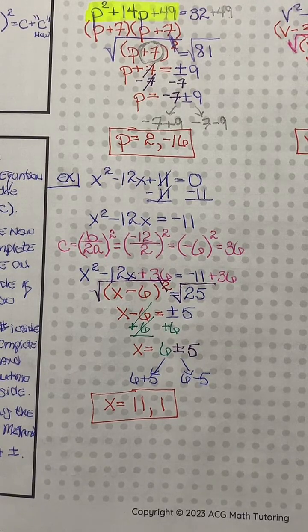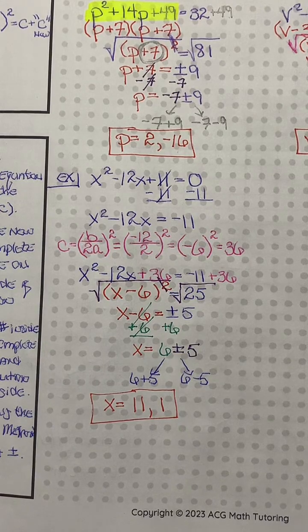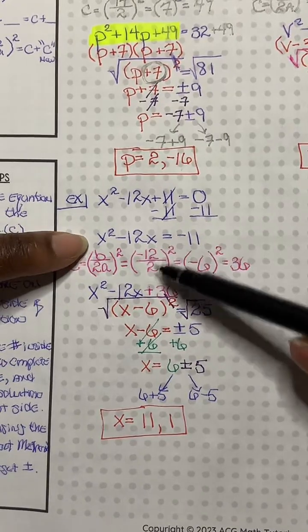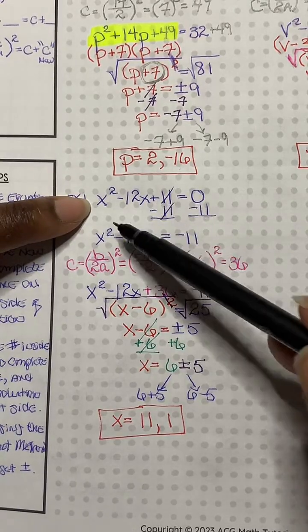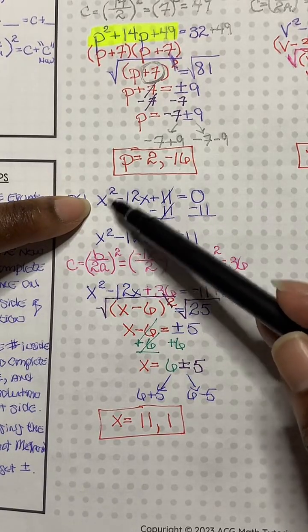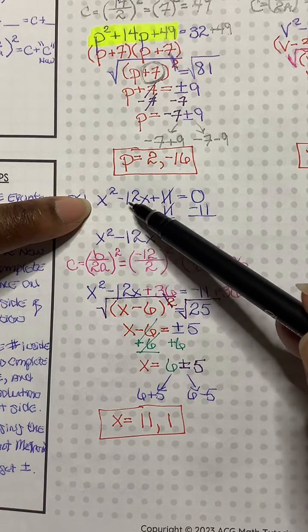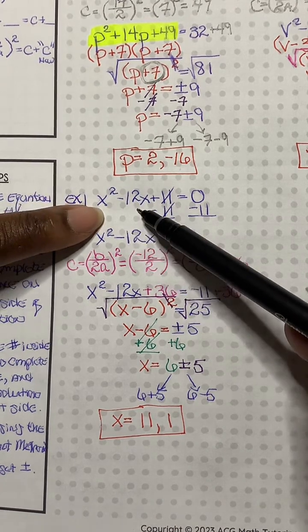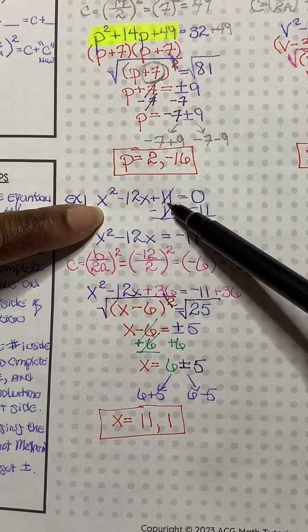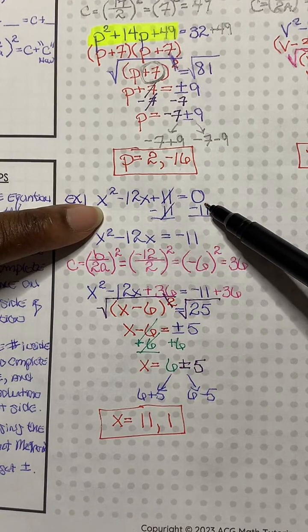So negative 1 is the answer. No. So we will get a positive 1 when plugged in. We can even do the original if you want. If I plug in a negative 1, negative 1 squared will give me 1, but negative 12 times negative 1 will give me a positive 12. So you got 1 plus 12, which gives you 13, and 13 plus 11 is definitely not 0.